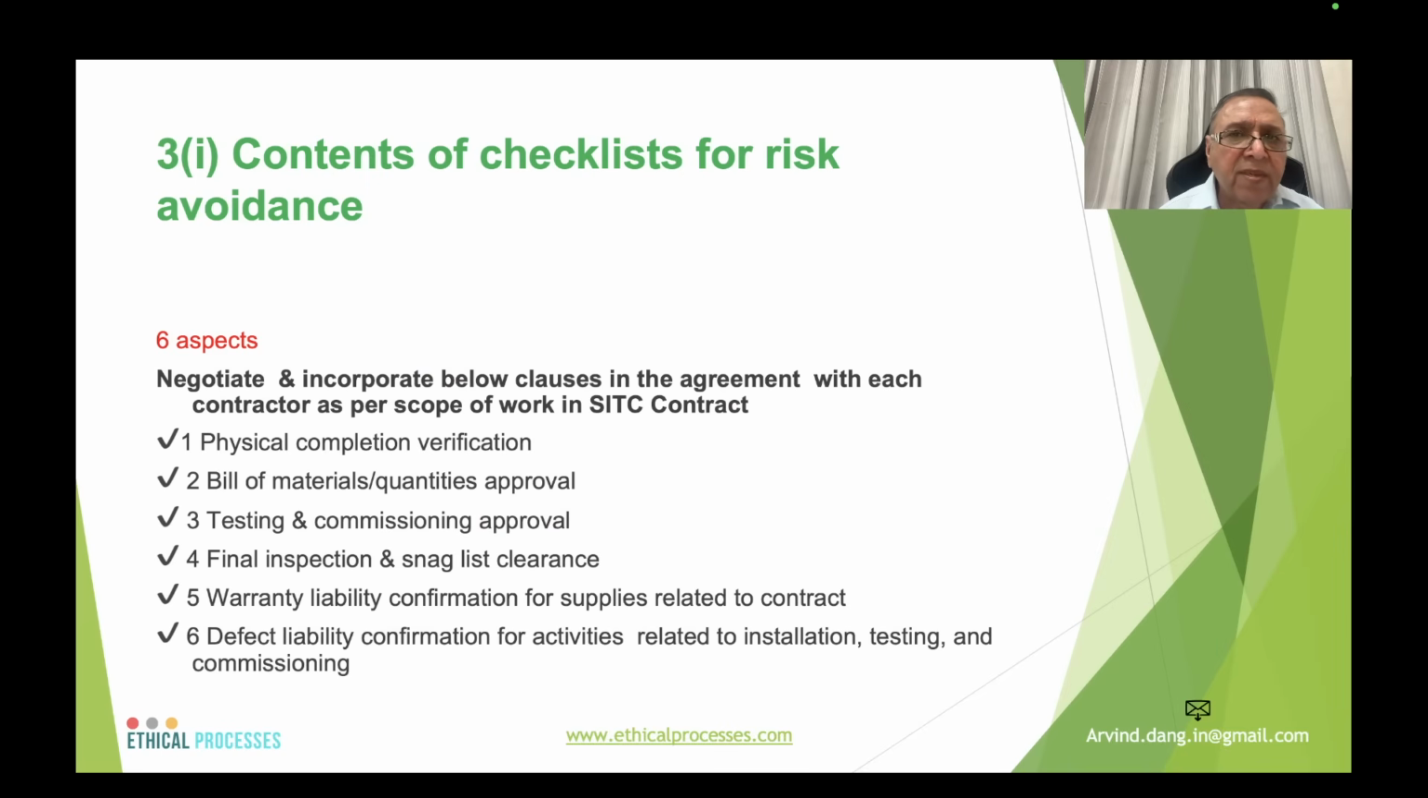6 aspects in the case of risk avoidance. The contract team must negotiate and incorporate below clauses. 1. Physical completion verification is essential. 2. Bill of materials quantities approvals, certification, testing and commissioning approvals, final inspection and snag list clearances, warranty liability confirmation of supplies related to the contract, and defect liability confirmation for activities related to the installation, testing and commissioning.